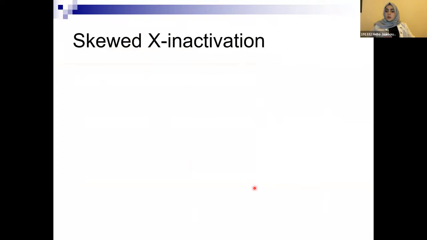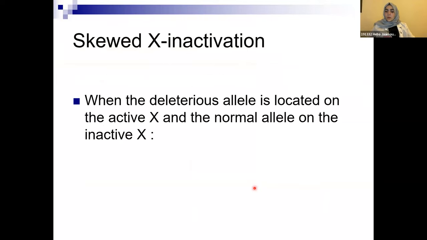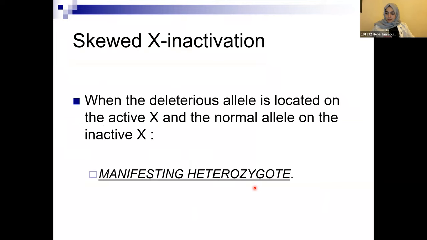What do we mean by skewed X inactivation? When the deleterious allele is located in the active X, the normal allele is in the inactive X, manifesting a heterozygous. This means that if I have a mutation that's manifesting in the heterozygous state, then it's dominant. Explaining a skewed X over here is going to confuse you guys. So if you don't get it here, then don't worry about it, because Mariam is going to talk about it in the next half of the lecture.